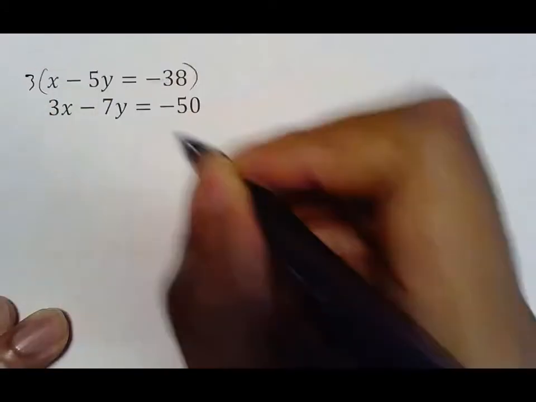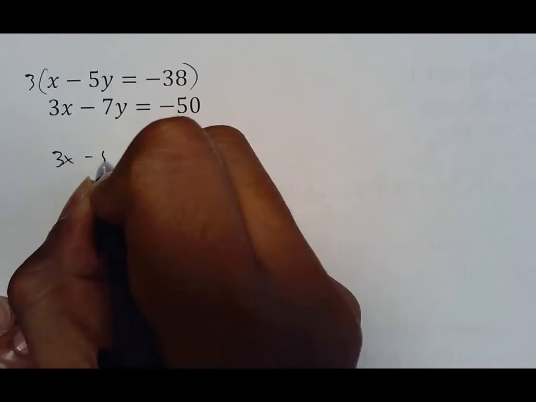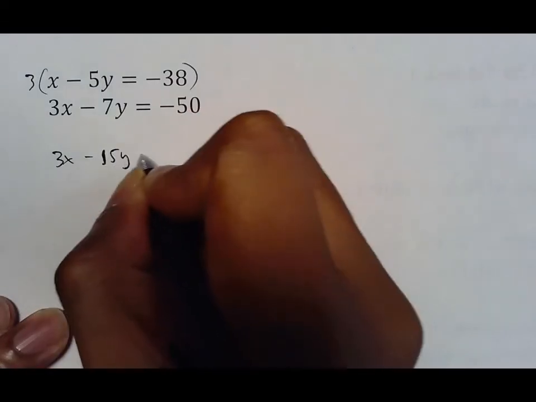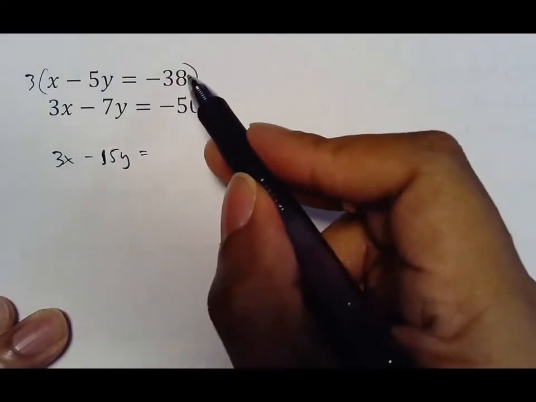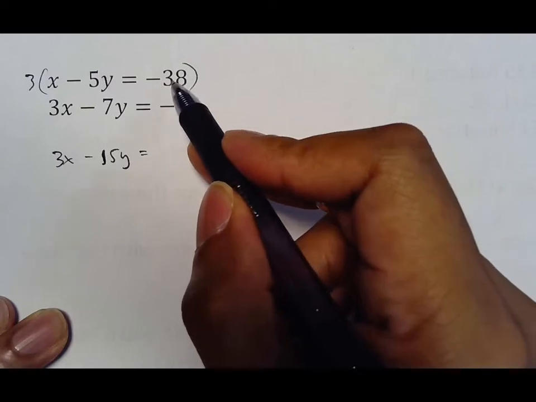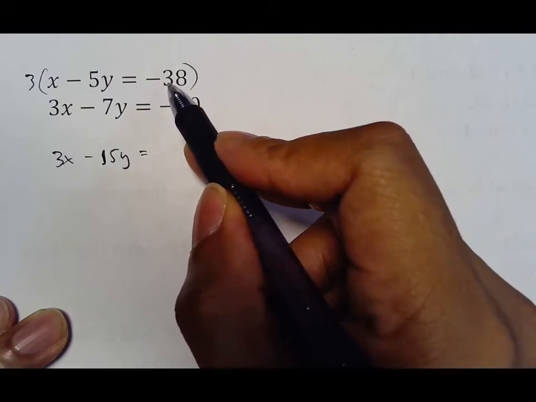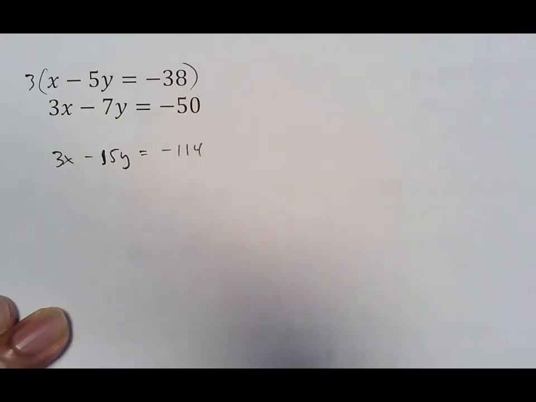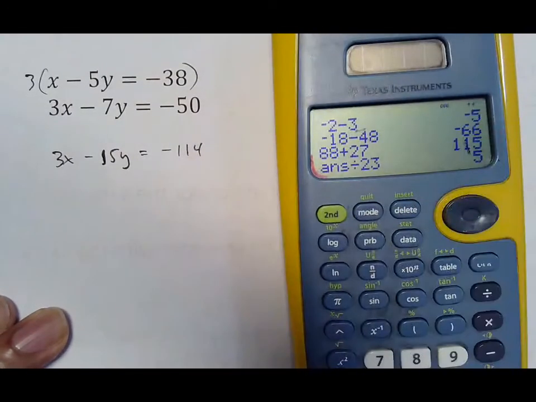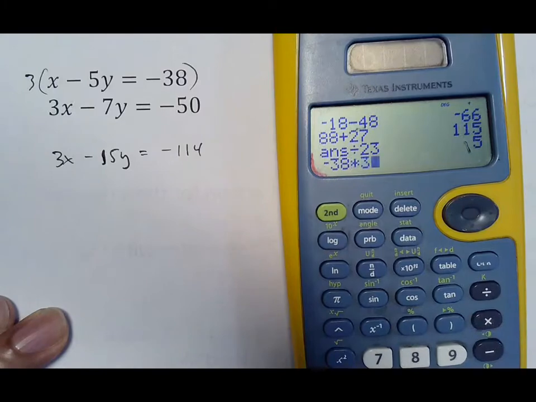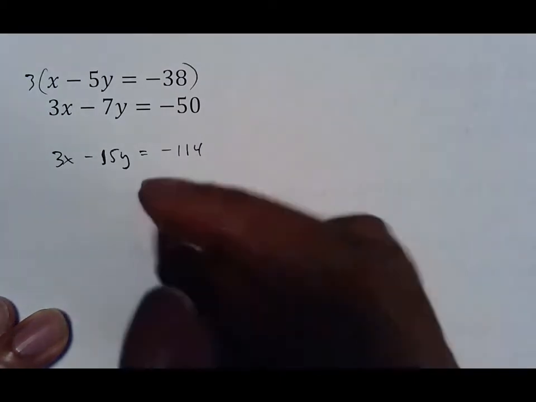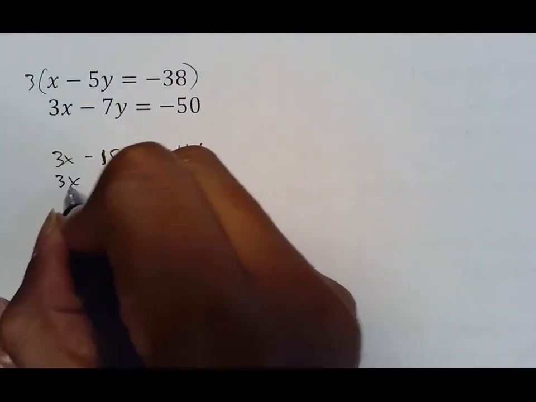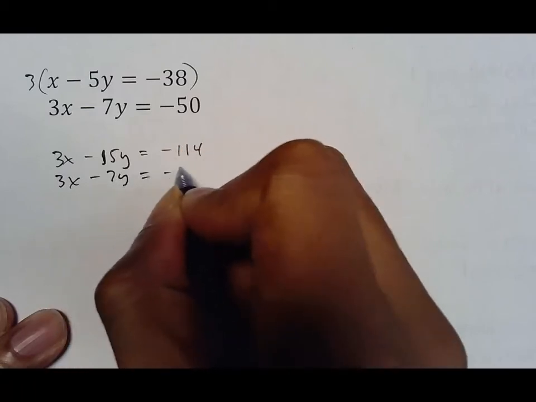Here we go again. We need our x's to match, so I multiply by 3. I get 3x minus 15y equals, that'll be 24 added to 90, which is 114. Then you leave the bottom alone. 3x minus 7y equals negative 50.